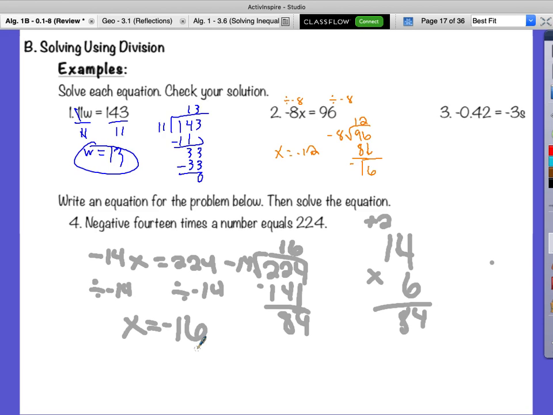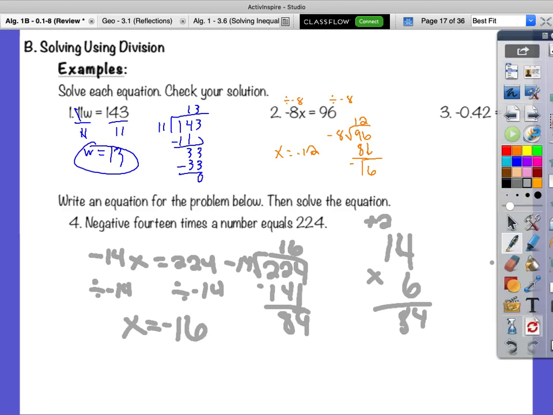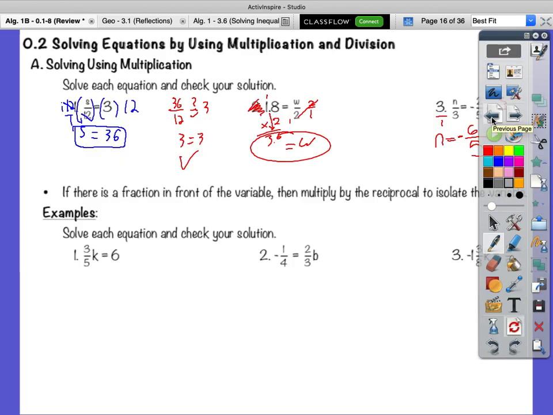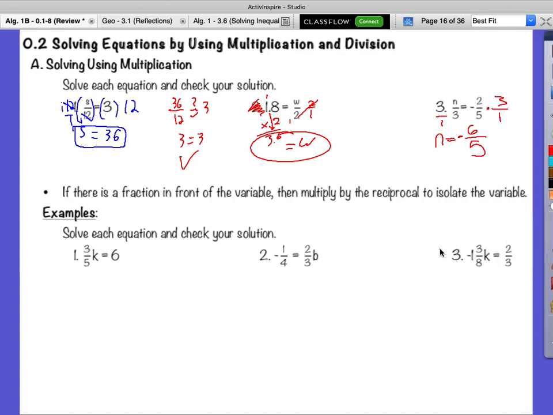What we're gonna do now is go back up to section A, just to the part where we're doing these fractions. The reason I skipped that earlier and went back to it now is because I think it fits better in this section, so I moved it around. If there is a fraction in front of the variable, we're gonna learn about what to do.